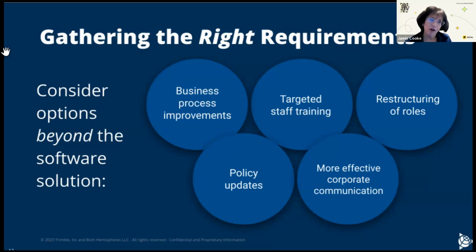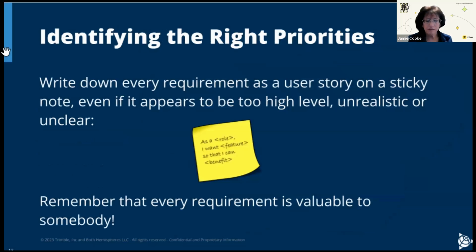And the last is corporate communication. It could very well be that there's information out there that people don't know where to find. And so they're looking to the software to fulfill a need that they could actually get from another source. So those are options to consider in addition to or instead of the software, if you do decide to go forward with the software solution.